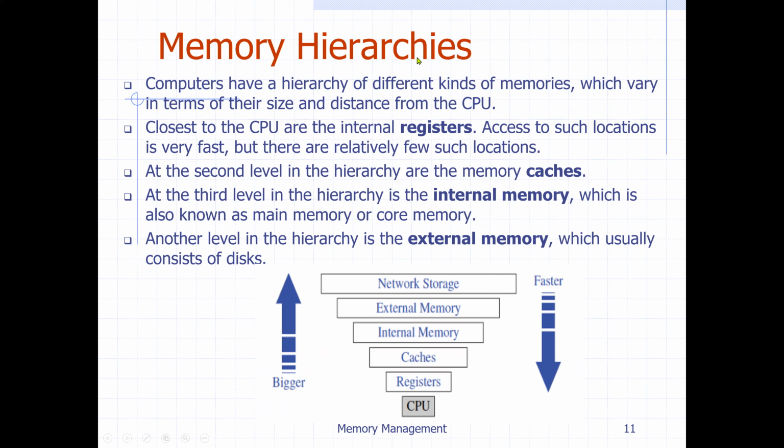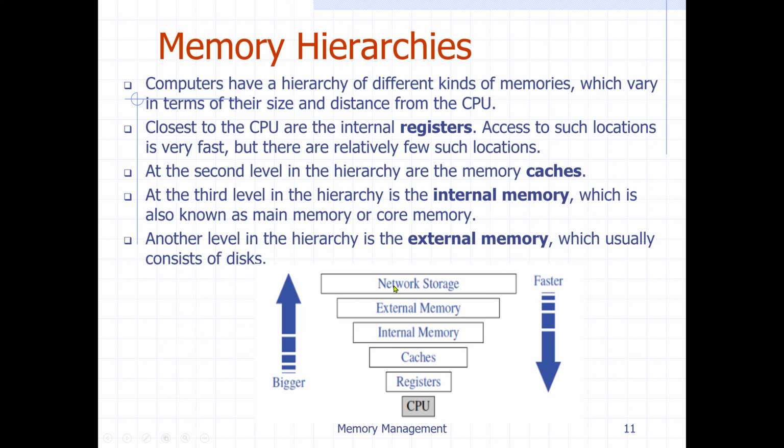Also, we have the memory hierarchies. We know from the lowest, which is the most expensive, to the largest. Normally, the most expensive memory, which is very small, is the registers. And the closer the memory is to the CPU, the more expensive it is. So registers are normally inside the CPU. Then we have the caches, which are near to the CPU. Then we have the internal memory. We may have external memory, then the network storage. So here we say computers have a hierarchy of different kinds of memories, which vary in terms of their size and distance from the CPU.